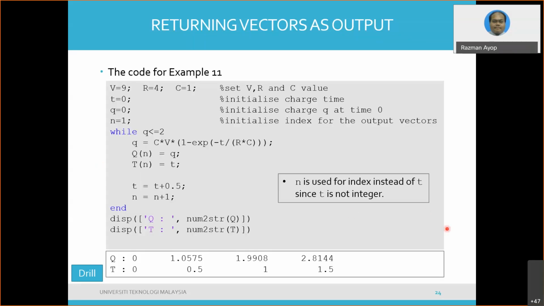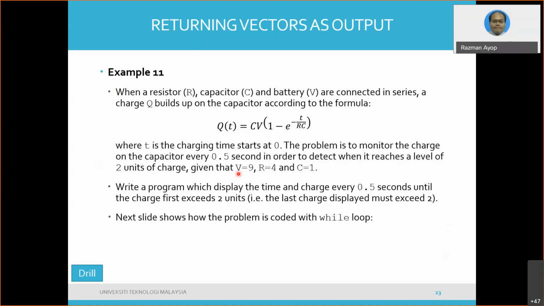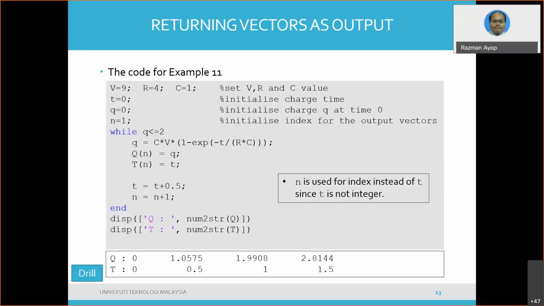So the first coding is, you have to set the constants. You can see here, the voltage is 9, resistance is 4, capacitance is 1. So you just set the constant values. Because if you're using for, you no need to do this, but if you use while, you have to set the initial value, which is Q. Q is 0, also time is 0 and n is 0. You have to set the initial values.